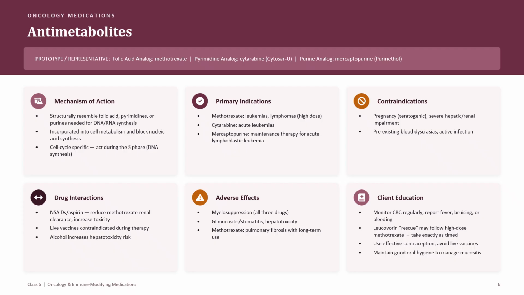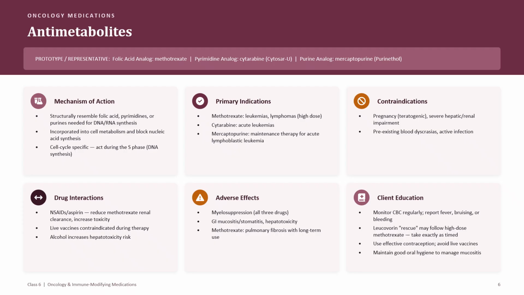Now, I want you to notice methotrexate, because methotrexate is used in very high doses to treat cancer. But when we drop that dose significantly, it's also used later when we discuss the anti-rheumatic medications, because methotrexate in very low doses is used to treat rheumatoid arthritis. But we will get to that later when we're discussing those medications.